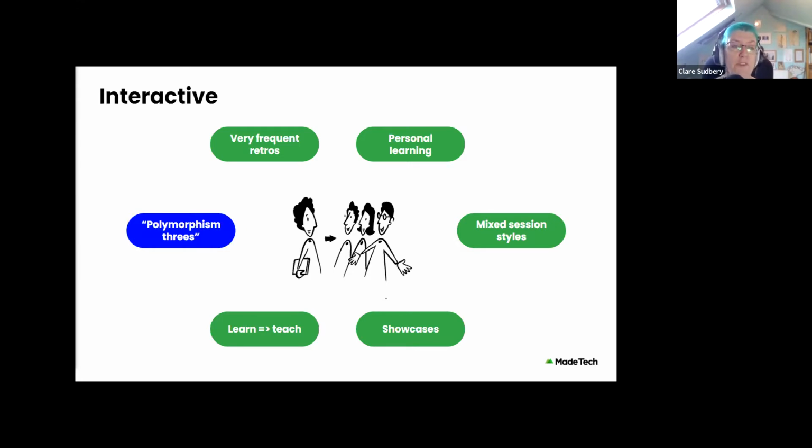I've written "polymorphism 3s" here. I'm not expecting you to know what that means. Polymorphism is one of the topics that we teach. Again, you don't need to know what that is. But the reason I've written "polymorphism 3s" is that this was something the engineers themselves came up with in our last academy, that they had learnt polymorphism and it hadn't really worked. They were nearly all of them quite confused about it.